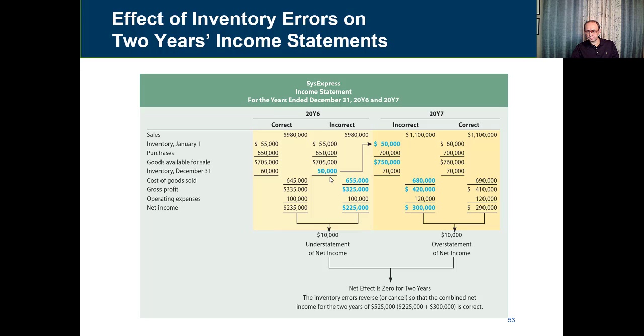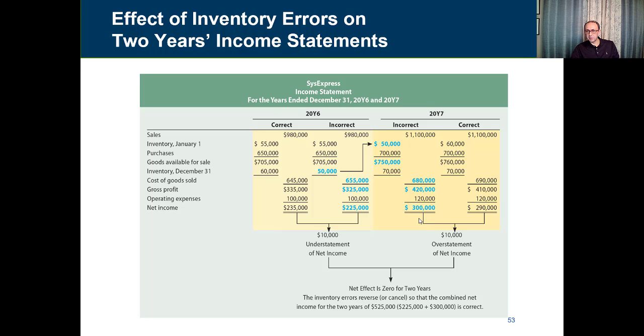This ending inventory understatement becomes the beginning inventory, and it would also be understated in 2017. The correct value should have been 60, and now we're showing it as 50. So how would that affect our cost of goods sold? You can see that when beginning inventory is understated, that leads to cost of goods sold being understated too. It shows 680, but the correct value is 690. And how would that affect gross profit? Gross profit would be overstated. The correct value is 410, but we're showing 420.